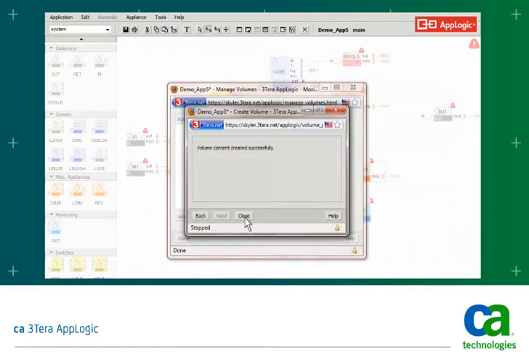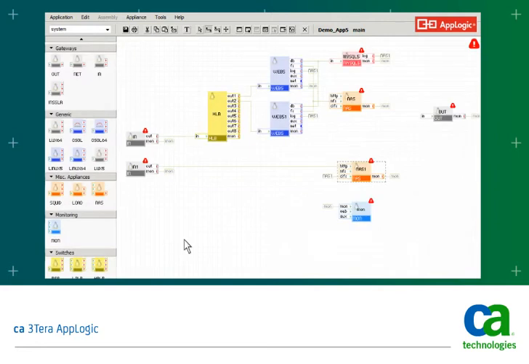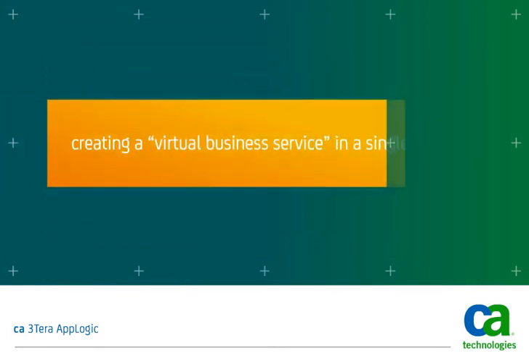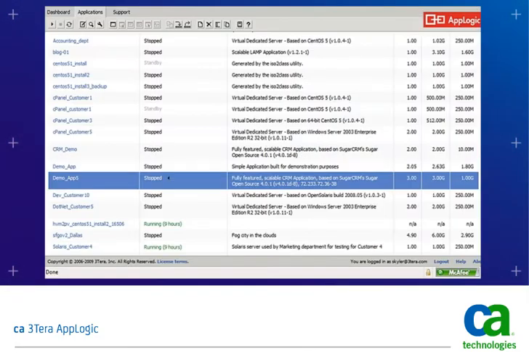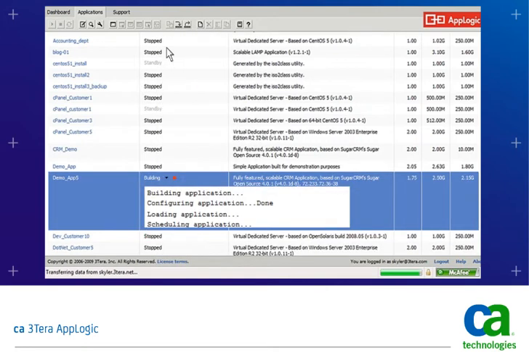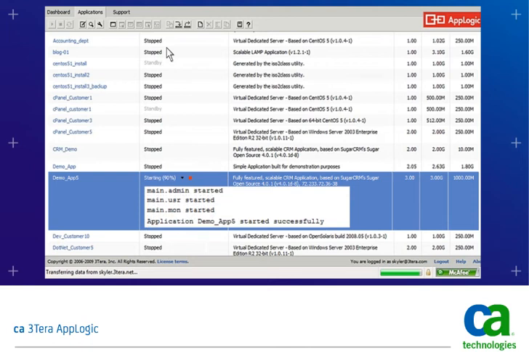We can now do something that is very unique. We can configure the application as a whole, not having to deal with all the individual resources within that application, thus creating a virtual business service in a single object. We can actually start this application without knowing anything about what's inside. It's so seamless that it starts perfectly every single time. No one can make a configuration error.